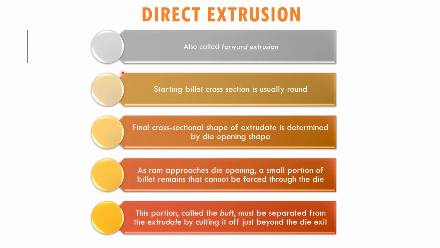The direct extrusion is also called forward extrusion, and the starting work material is a round billet, and the cross-sectional shape will be determined by the die opening shape. A ram will approach the die opening, and a small portion of the billet that we cannot force into the die is called the butt. This butt will be separated from the work part that we produce.